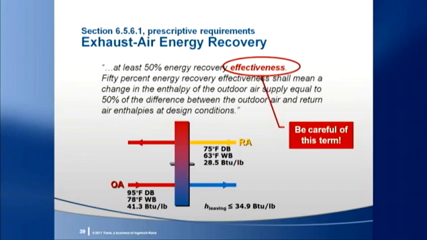90.1 defines effectiveness as a change in enthalpy equal to 50% of the difference between the enthalpies of the outdoor air and return air. In this example, the outdoor enthalpy is 41.3 and the return enthalpy is 28.5. In this case, the energy recovery device must reduce the entering air enthalpy to 34.9 BTUs per pound or lower.